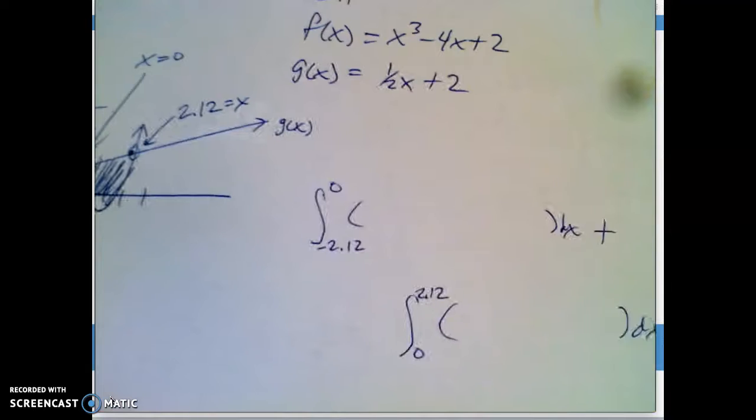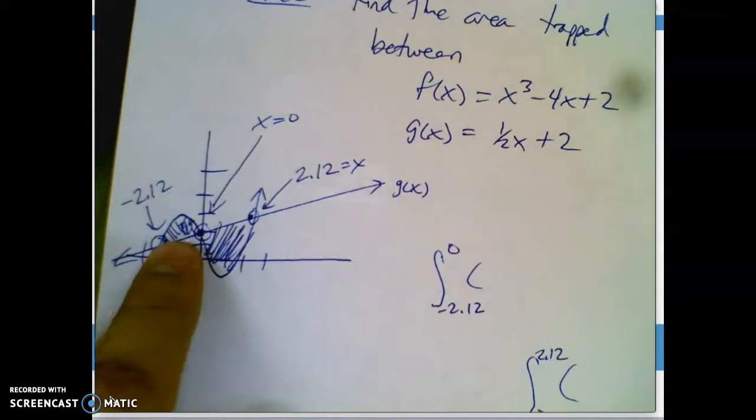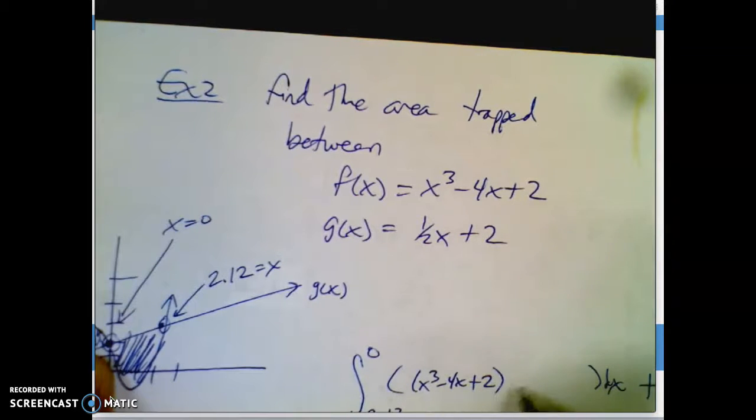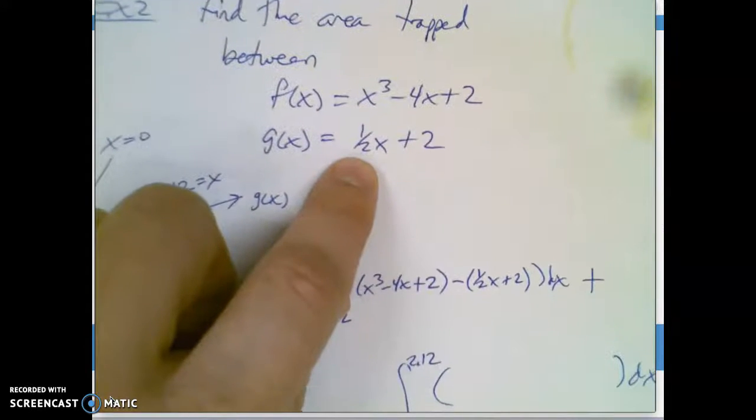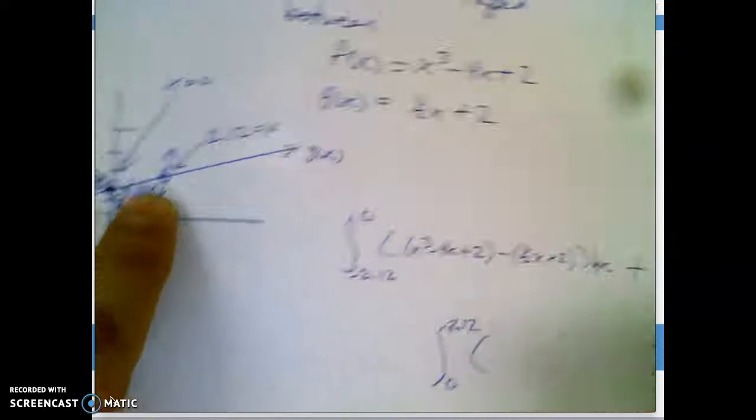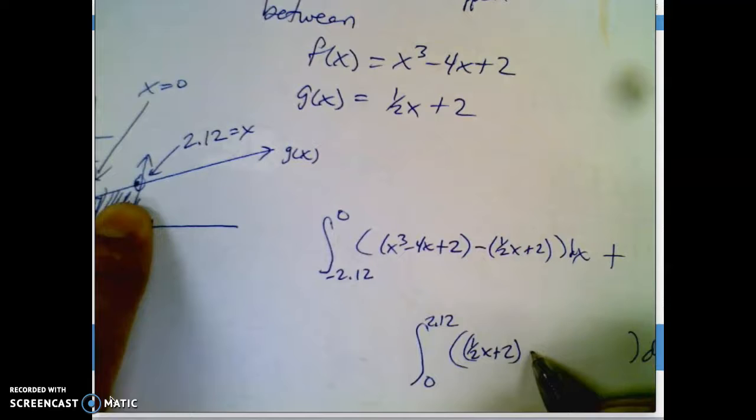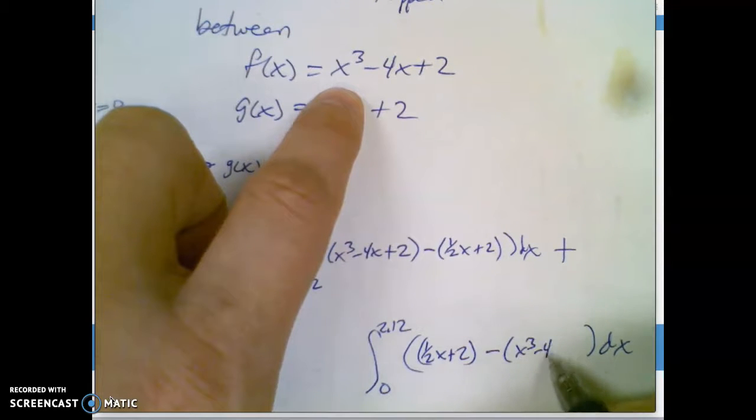Okay, so on these, you just got to be careful that you notice which one's on top. So for the first part, the top is curvy guy. So that would be x cubed minus 4x plus 2 minus, and use parentheses or you will get this wrong. Okay, and then the second guy, you have the straight line on top, so that would be 1/2 x plus 2 is on top, minus the other guy, use parentheses, x cubed minus 4x plus 2.